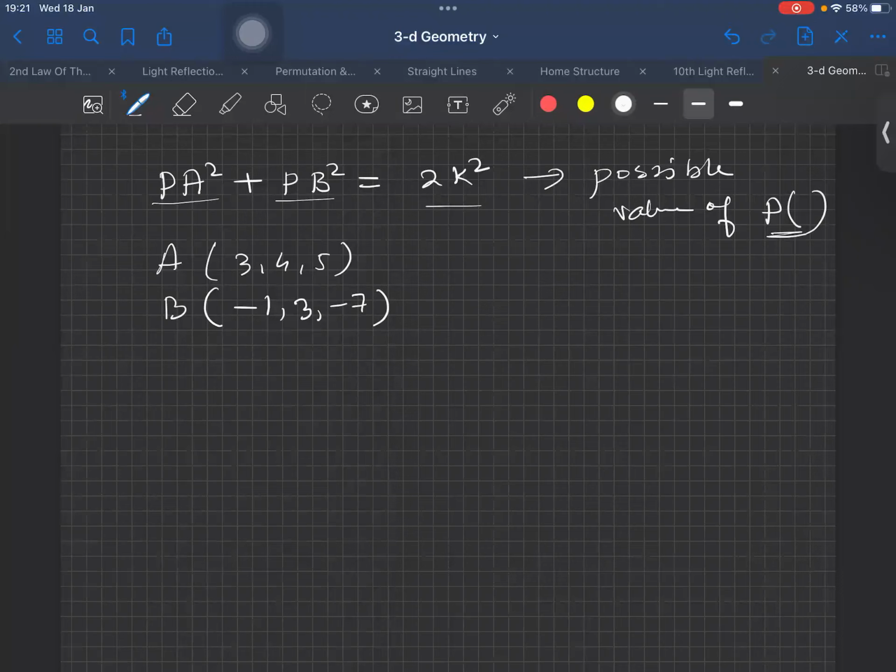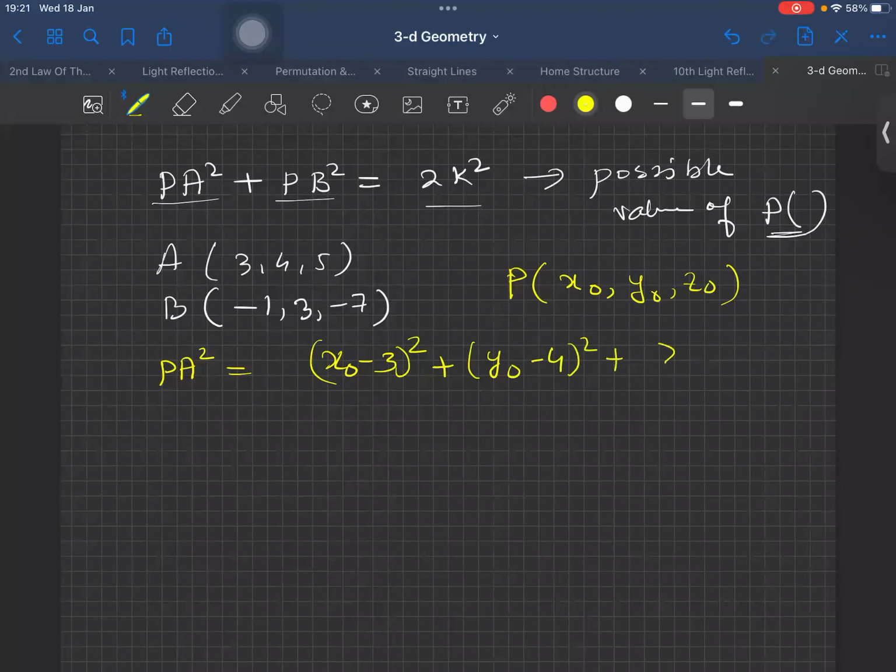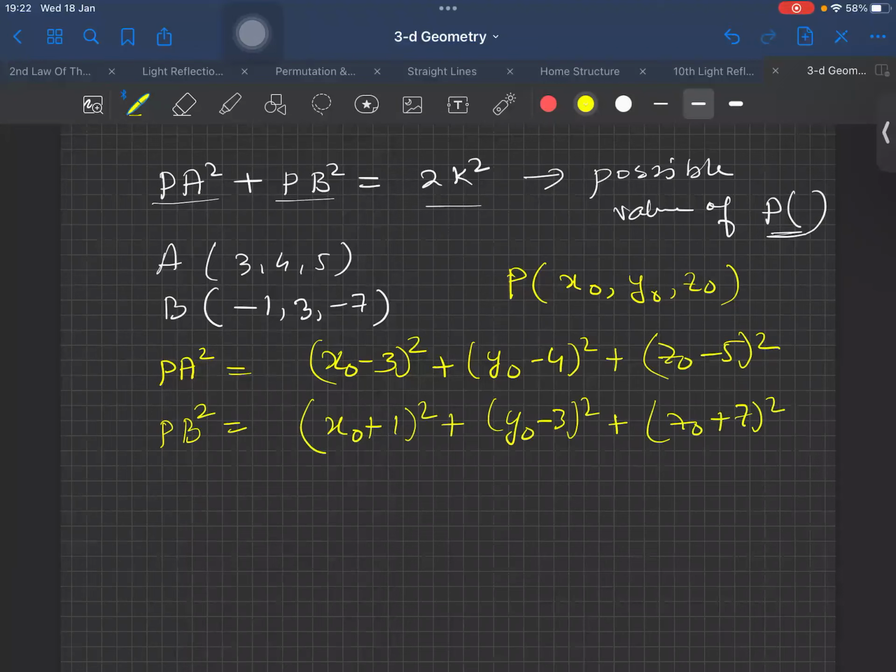So first you will assume that P can be (X naught, Y naught, Z naught), right? Now find PA. What will be PA square? So X naught minus 3 whole square plus Y naught minus 4 whole square plus Z naught minus 5 whole square, right? That is PA square. Now what is PB square? This will be X naught minus into minus will be plus 1 square plus Y naught minus 3 square plus Z naught plus 7 square, right?